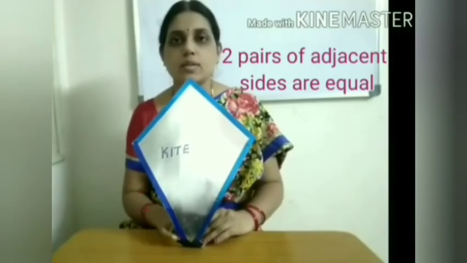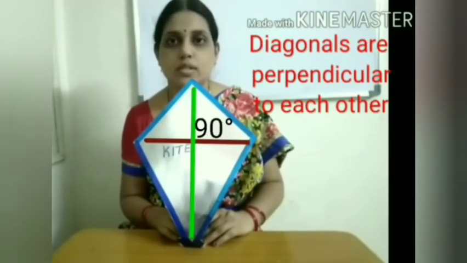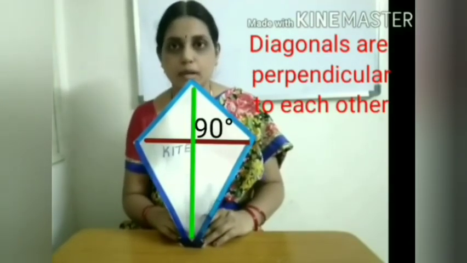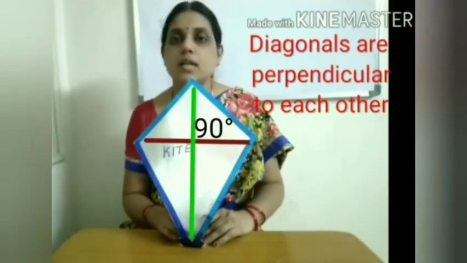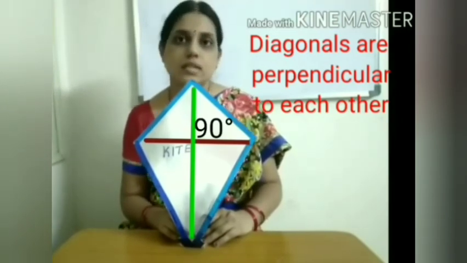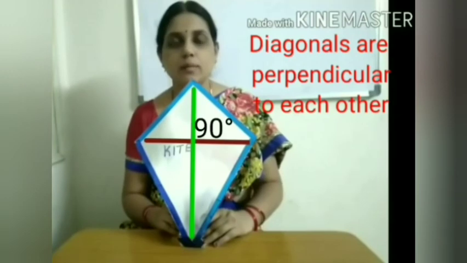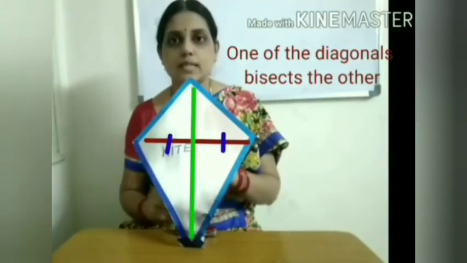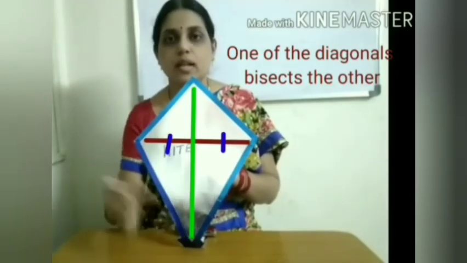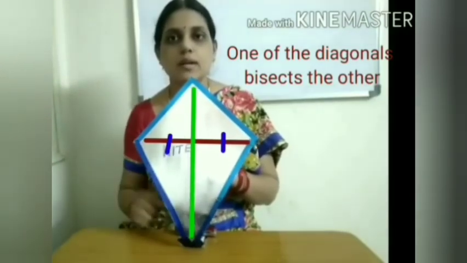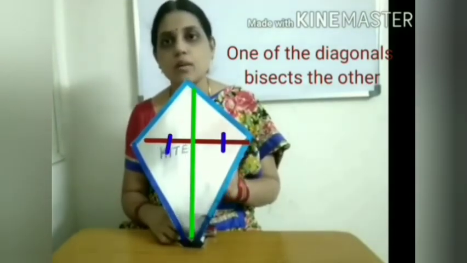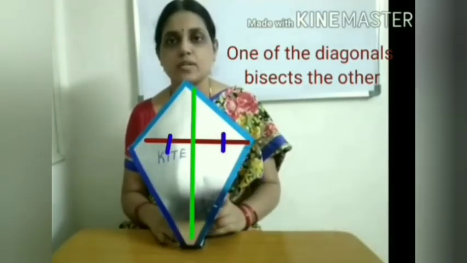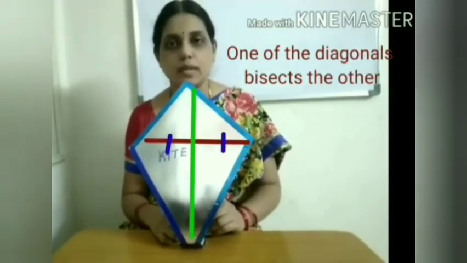And here also the diagonals are perpendicular to each other, but they are not bisecting each other. Only one diagonal bisects the other. If you observe, this diagonal bisects this. Understood? So they are not bisectors to each other. So that is the property you have to remember carefully.